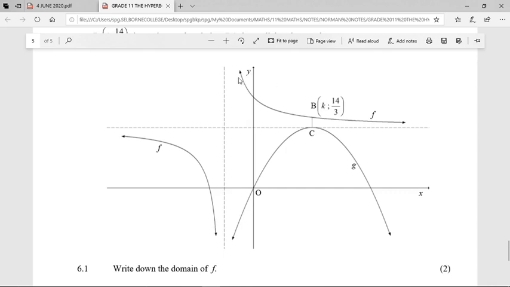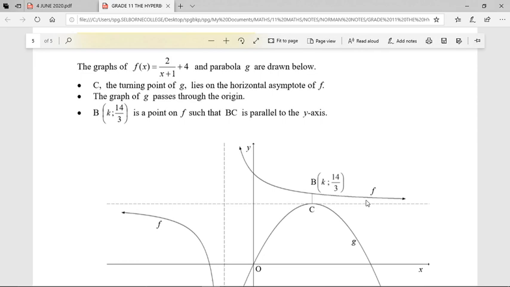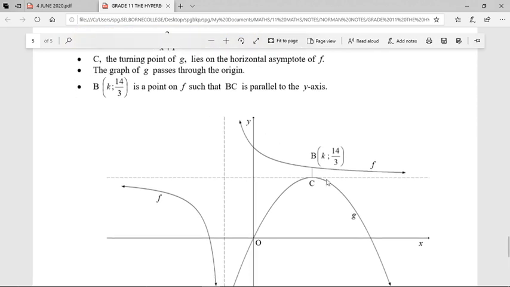But there is f over there, and there is our sad parabola. Sad, so obviously we know that the a value would have been negative, but we'll get there. It says also that C is the turning point of g. So there's C on our picture, the turning point of our parabola, and it lies on the horizontal asymptote of f. Right? So if we know what the horizontal asymptote of the hyperbola is, we should know what our y value is of the C. Right? Does that make sense?